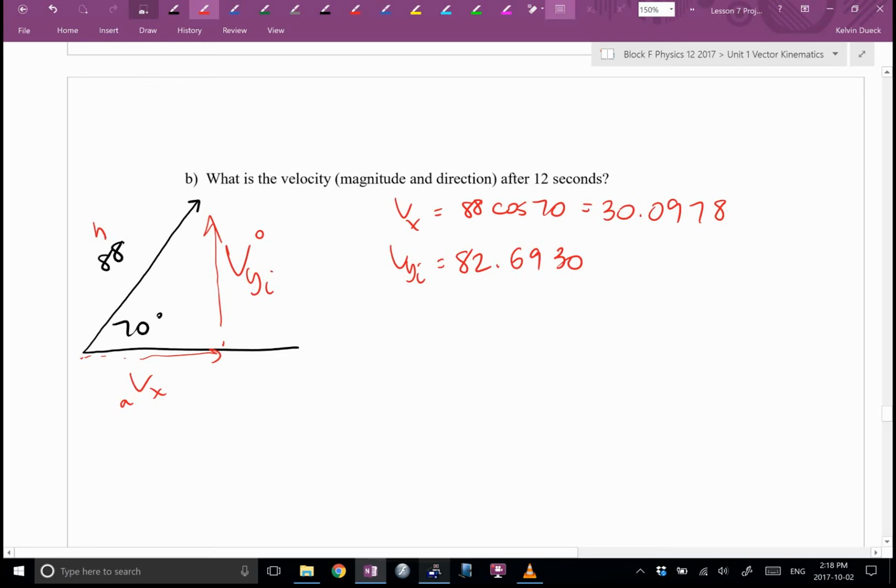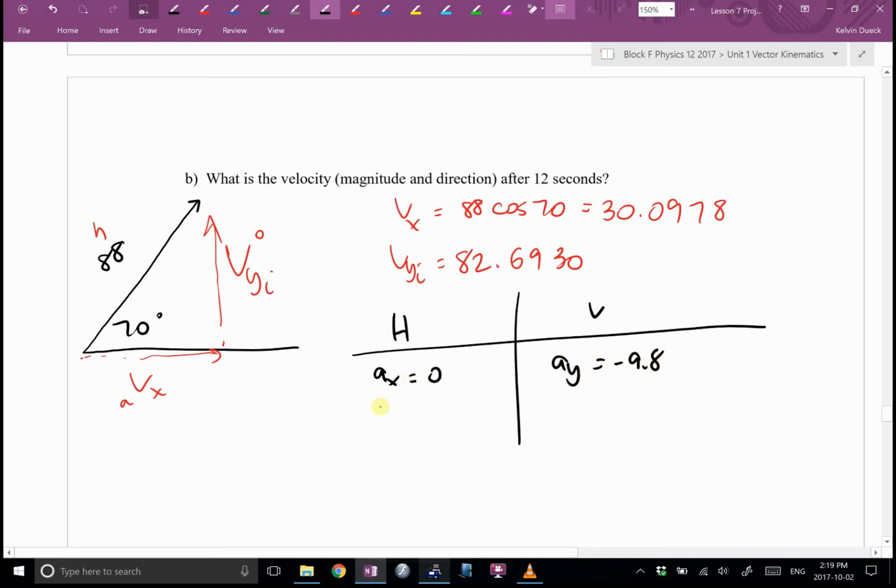This is a projectile, so t-table. Horizontal, vertical. AX is 0, AY is negative 9.8, Vx is 30.0978, Vy initial is 82.693, but I'm not going to bother writing the 0.